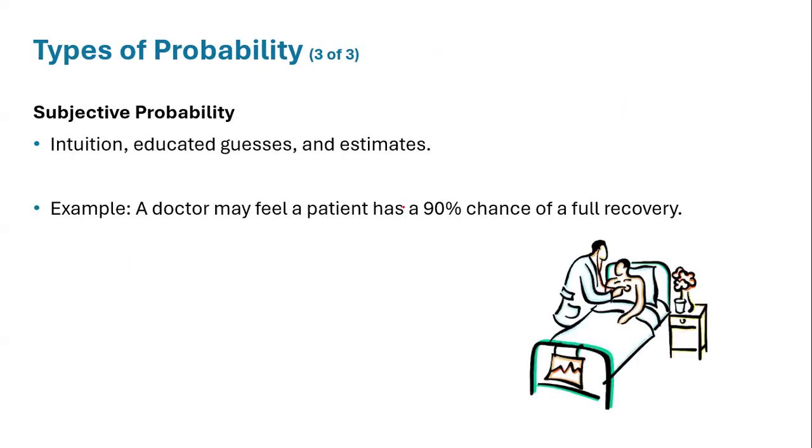And the last type of probability that we have is called the subjective probability. Subjective probability is just an estimate. It's just a guess, an educated guess. There's no formula to calculate that one. For example, a doctor may feel that the patient has a 90% chance of a full recovery. How did the doctor get that number? It's just an estimate from the doctor, and it comes from previous studies or previous patients. That's a kind of educated guess. We don't have any formula to find that one.